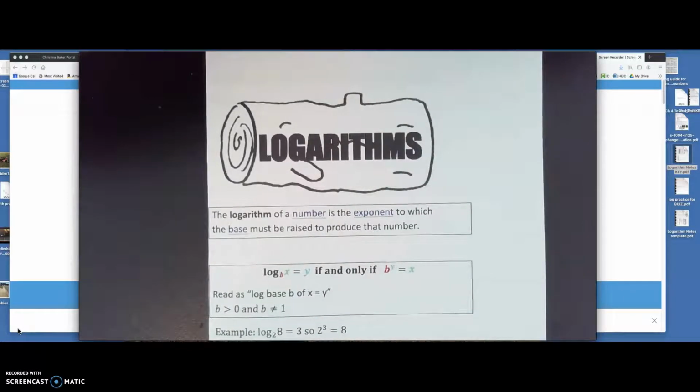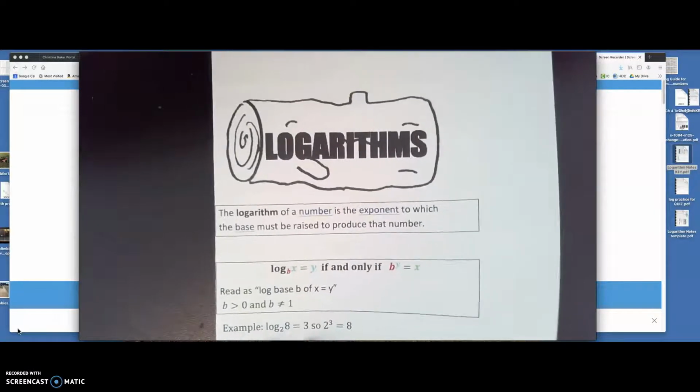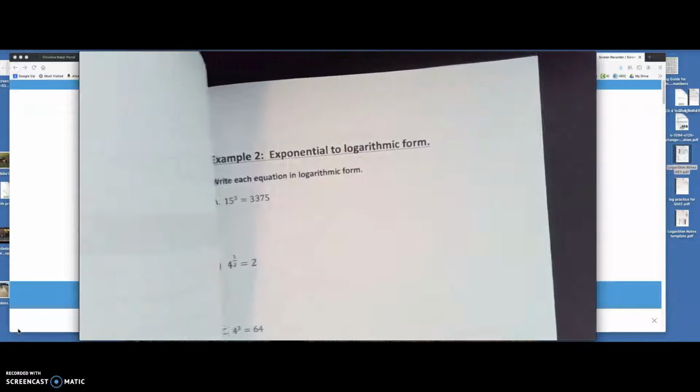Hi, we're going to do some notes on logarithms today. So I came up with these notes that I think would be a little more helpful than what was in the ebook. And the way that I designed the template, it was supposed to be kind of like a booklet, but it didn't quite come out that way.